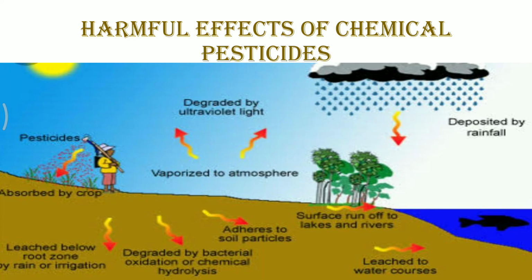There are various harmful effects of chemical pesticides. See, when the pesticides are sprayed on cropland, they are not only absorbed by the plants, they are also leached below the root zone by rain or irrigation. This is something we are aware of. Even this leached pesticide is absorbed inside, degraded by bacterial oxidation or chemical hydrolysis.